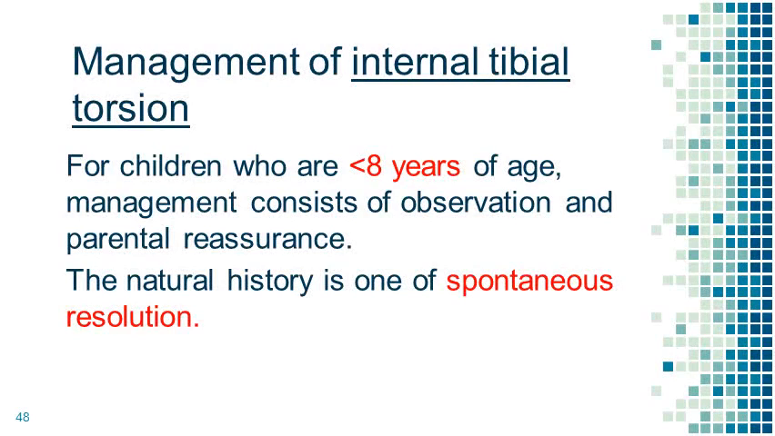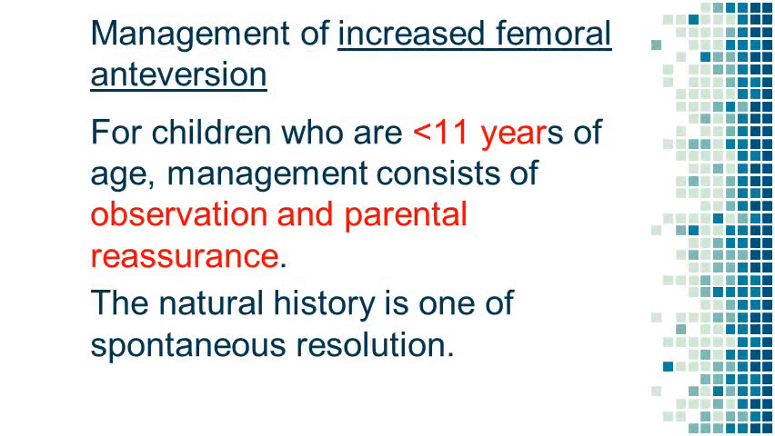Management of internal tibial torsion. For children with internal tibial torsion who are less than 8 years of age, management consists of observation and parental reassurance. The natural history is one of spontaneous resolution. Management of increased femoral anteversion. For children with increased femoral anteversion who are less than 11 years of age, management consists of observation and parental reassurance. Again, the natural history is one of spontaneous resolution.